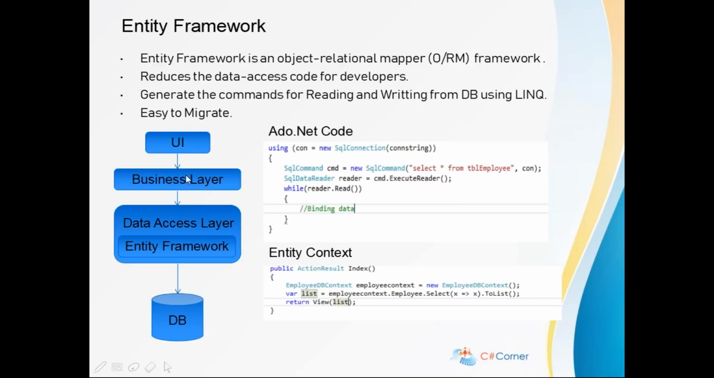When the user requests to the business layer, the business layer sends the request to the data access layer. The data access layer, using the entity context, communicates with the DB and gets the data, and it can filter. If you want to filter anything, you can perform it here, and you can send the data back to the business layer, and the business layer again sends the data as a response to the UI.